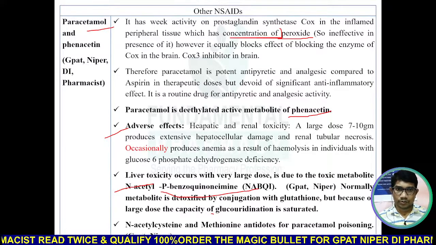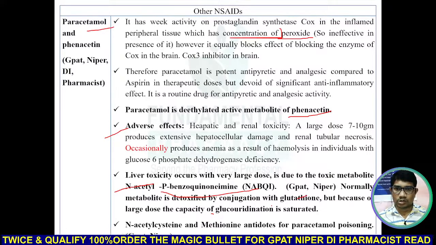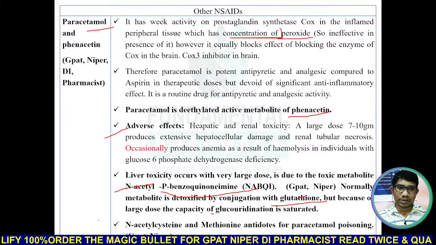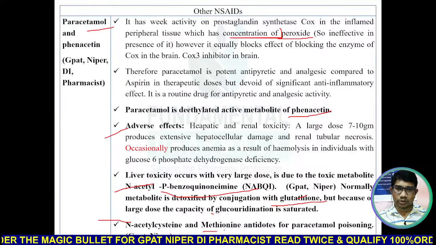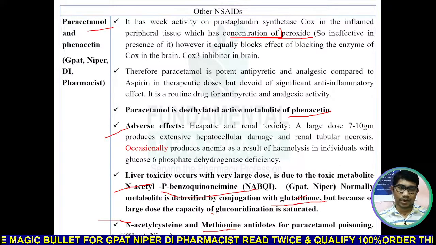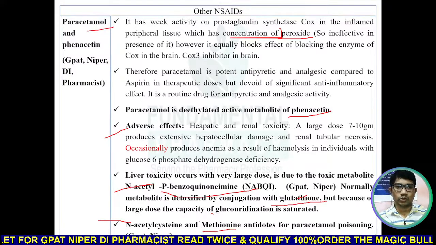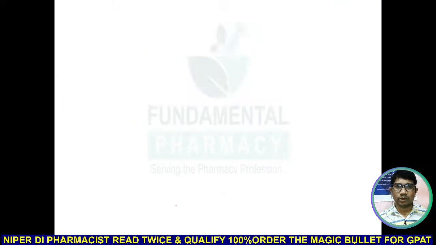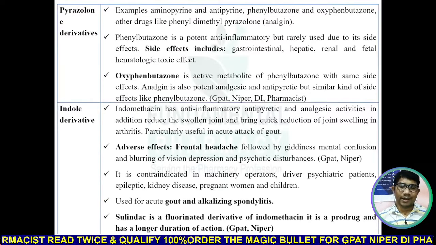glutathione conjugation. So in case of toxic dose of paracetamol, the antidote for paracetamol poisoning is N-acetylcysteine, and another antidote is methionine. They provide sulfhydryl groups to increase the glutathione level of your body so that the toxic metabolite will be removed from the body. We have seen this. We have also seen the next, pyrazolone derivatives.